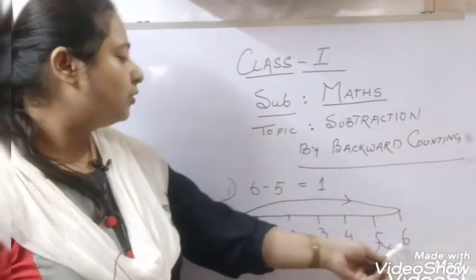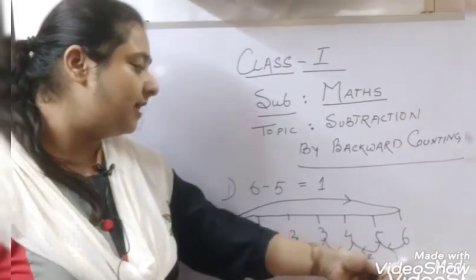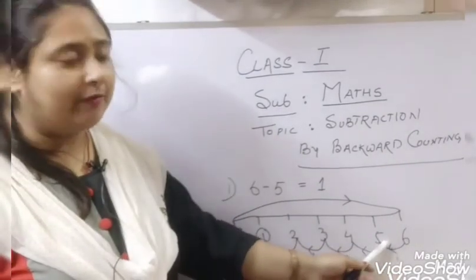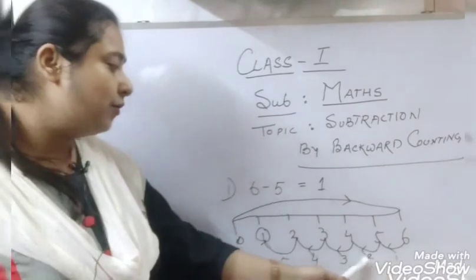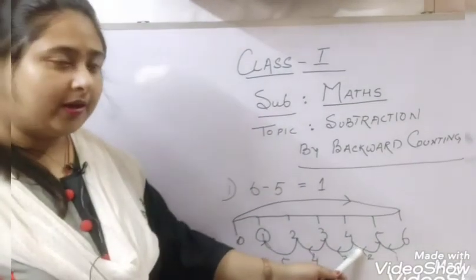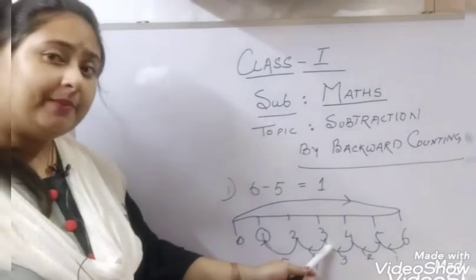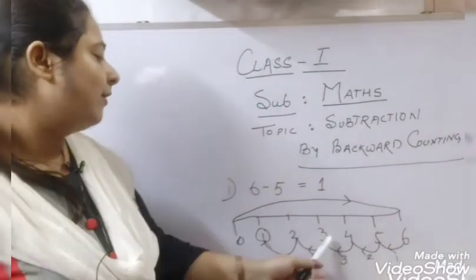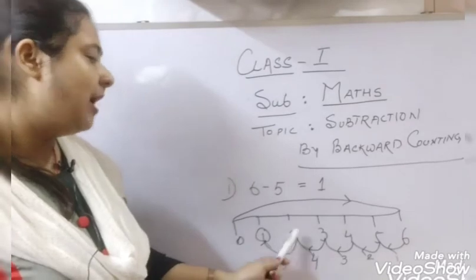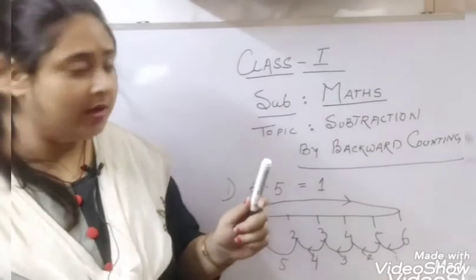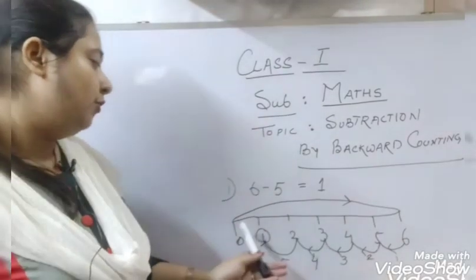So the first arrow is from 6 to 5. The second arrow will be from 5 to 4. The third arrow will be from 4 to 3. The fourth arrow will be from 3 to 2. And the fifth and the final arrow will be drawn from 2 to 1.